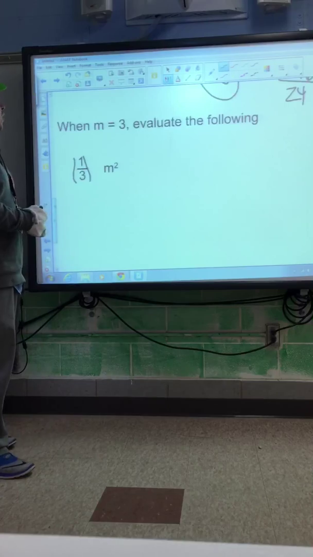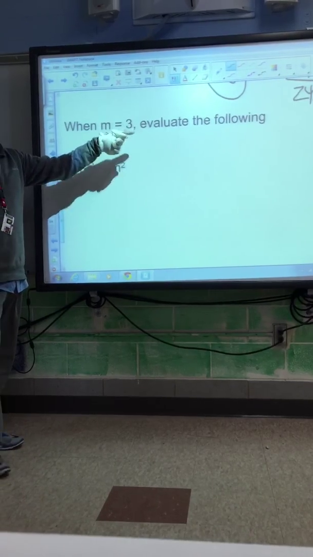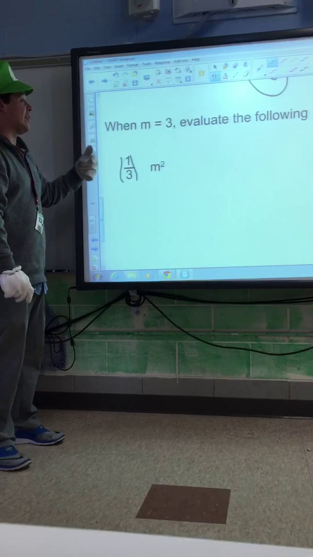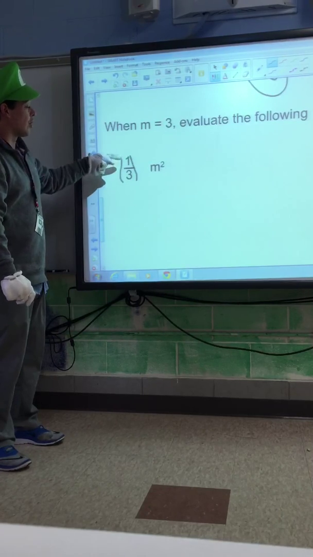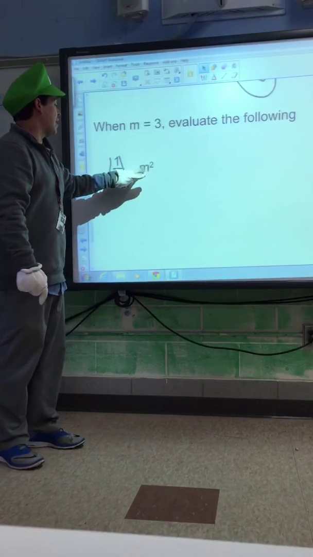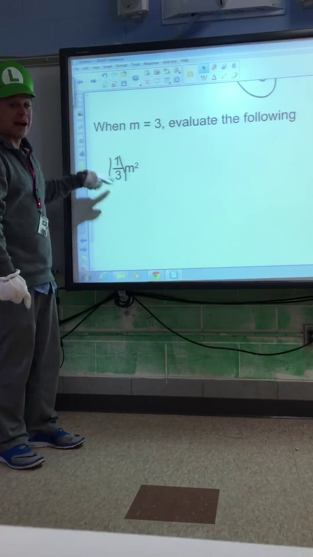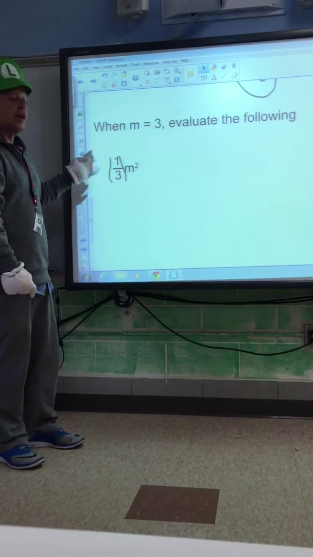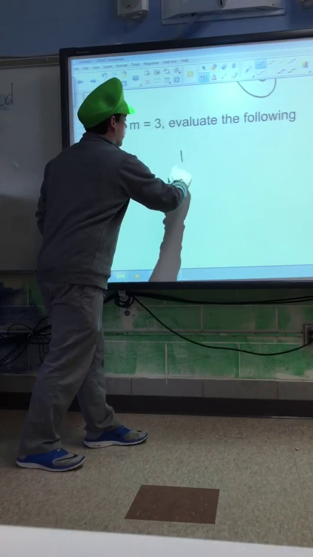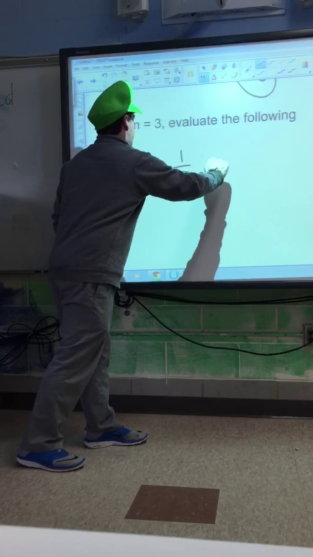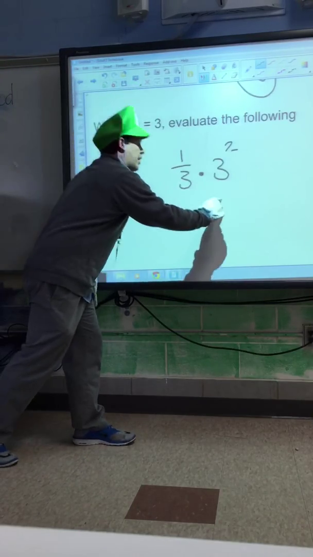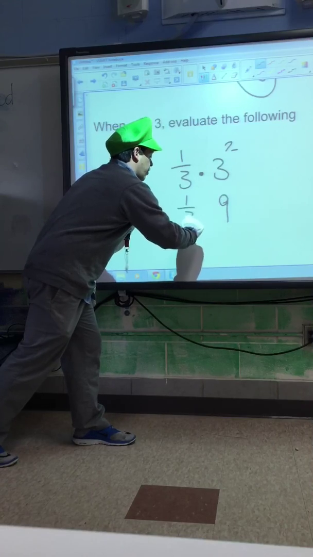This says when m is the same as 3, evaluate the following. Again, being able to read this in math makes it a lot easier. This says 1/3 times m to the second power. Anytime you have a variable right next to a fraction or any coefficient, it always means to multiply. So this problem means 1/3 times 3 to the second power. So 3 to the second power is 9, 1/3 times 9.